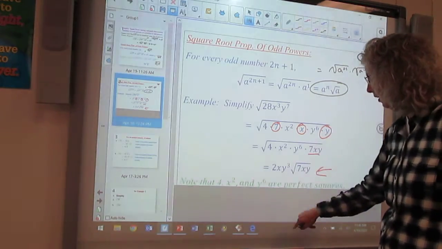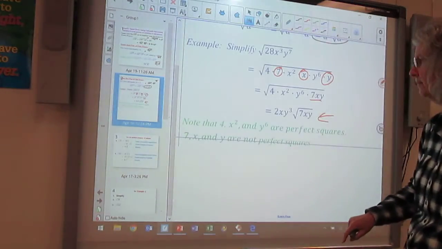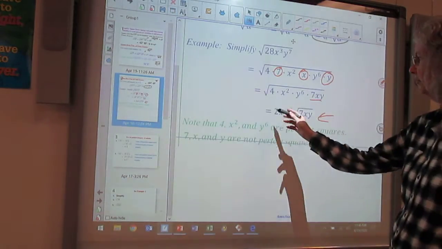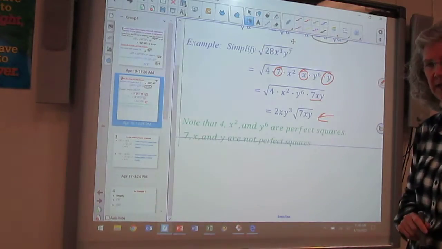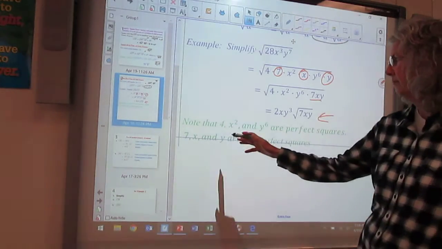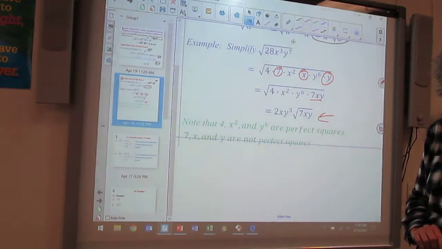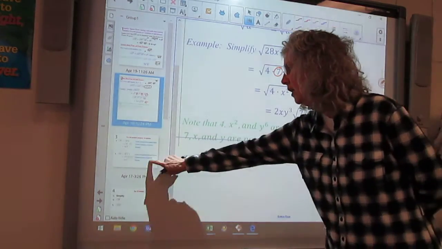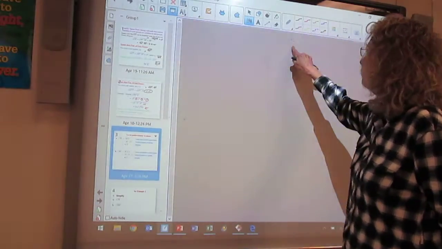simplification of that. We often do not want to estimate when we're doing math and science, and so we have to be able to express our answers precisely using radical terms that can't be simplified. Note that 4, x squared and y to the 6th are perfect squares, and 7x and y are not. A couple of simple examples to go through here.